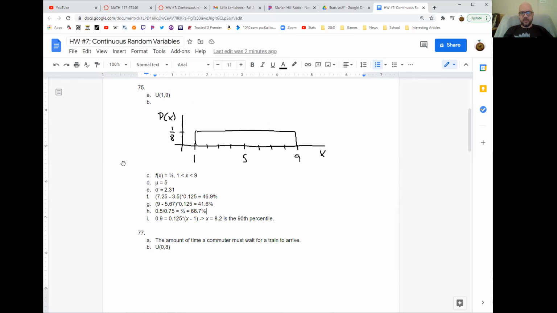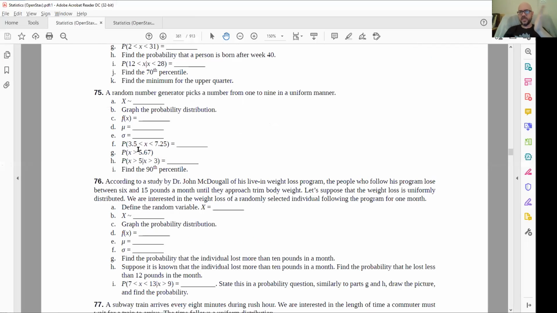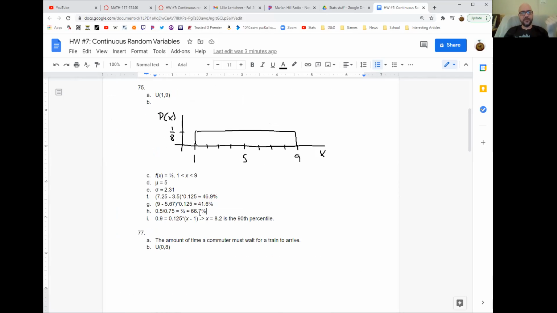Same thing for the next part, where it asks about the probability of x being greater than 5.67. Well, we're going to go from 5.67 up as high as it goes, which is 9. 9 minus 5.67 is 3.33, and so you do 3.33 times 1/8, and you get some other not particularly nice number, 41% or something.